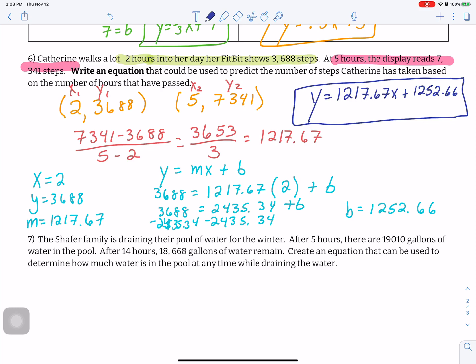And then you're done. So same thing with the next one. You're just looking for the 2 points. And it's going to be hours and gallons of water for both of the points. And then you'll be able to get your equation for that.